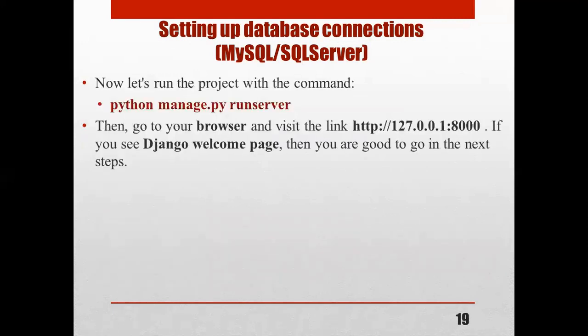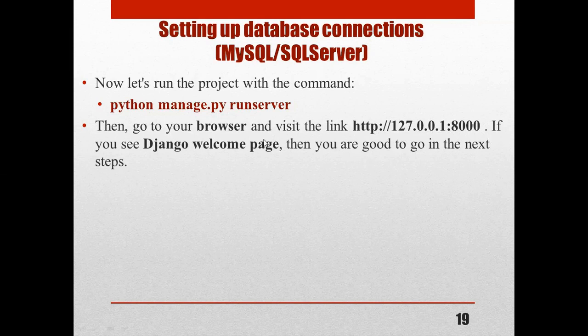Now we have to run the project with the command python manage.py runserver. We have to run the server like this: python manage.py runserver. Then after running this command, go to your browser and visit this address: http://127.0.0.1:8000. This is the port number.